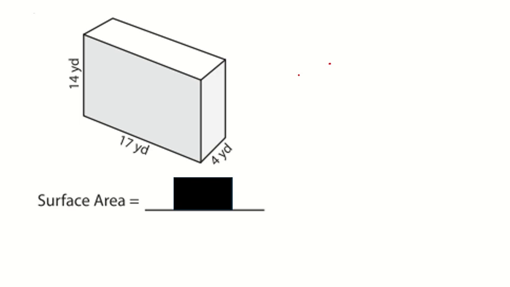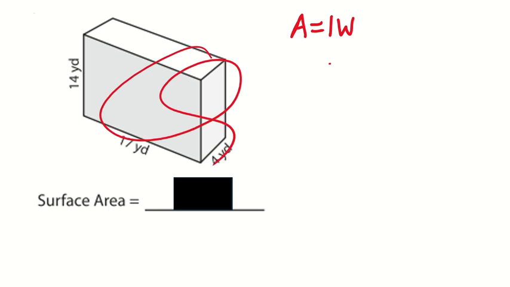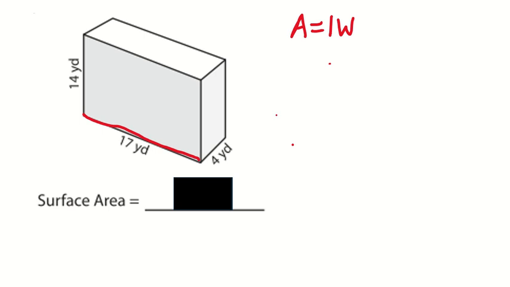Remember, to find the area of a rectangle, we just do length times the width, because we have a lot of rectangles going on right here. So we're just going to simply find the area of each individual rectangle, and we're going to add it up. So let's start out with this right here. We have a length of 17 yards, and we have a width of 14 yards. So 17 times 14 on our handy dandy calculator will give us our area of this front side of 238 yards squared.